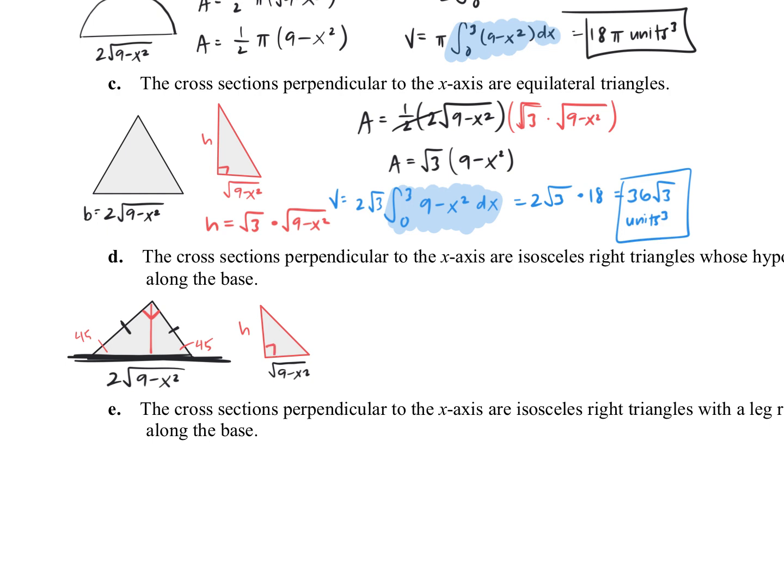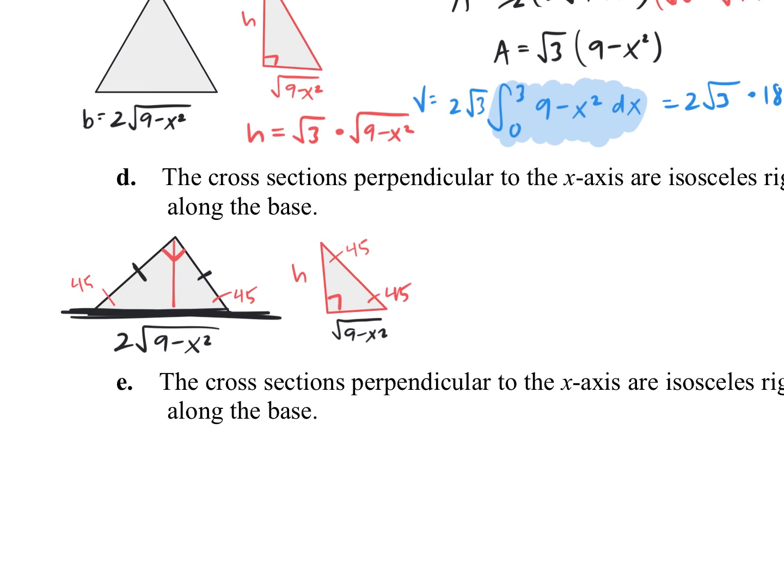This would create a 90-degree angle, right? And then this is 45 degrees. So then this is also 45 degrees, right? So what does my height equal? Yeah, the square root of 9 minus x squared, right?